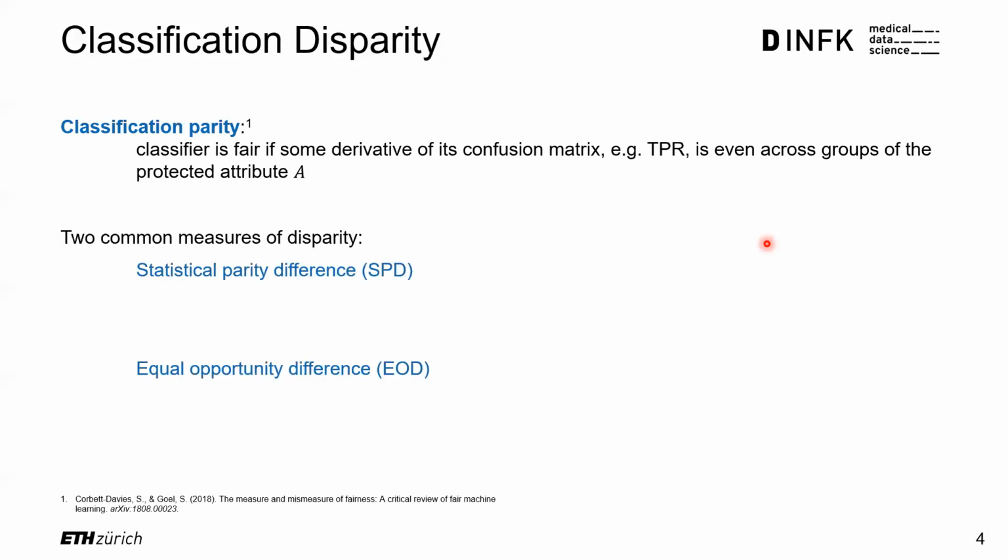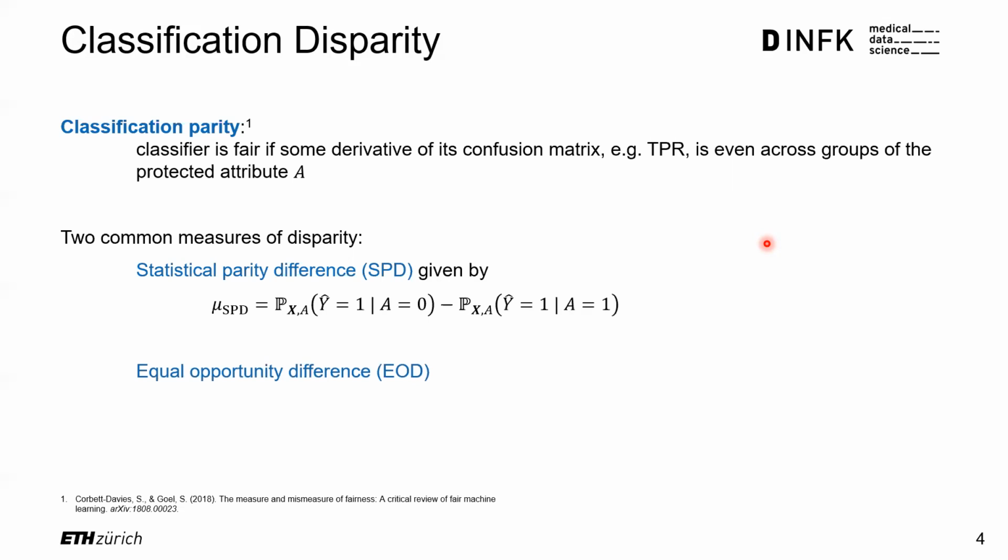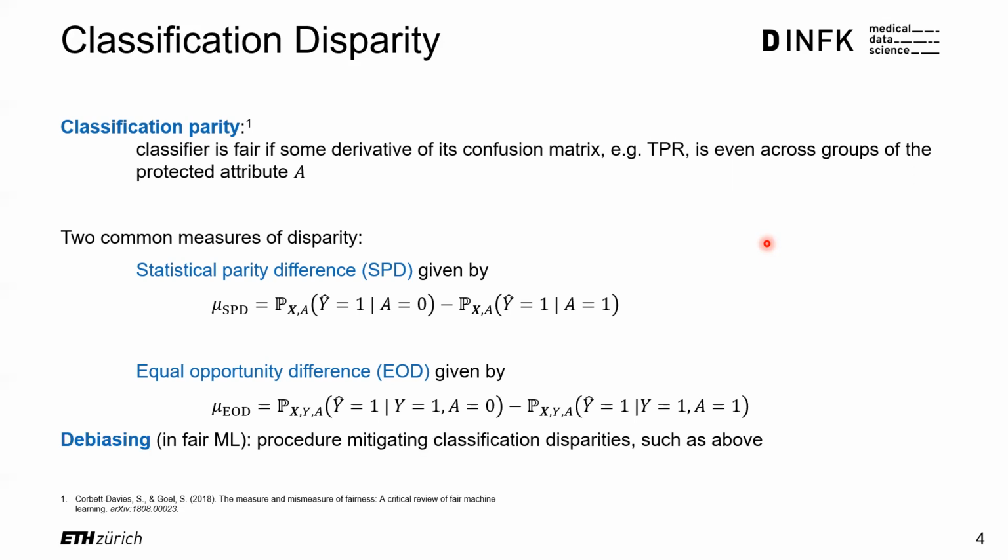There are various metrics for classification parity, but arguably the two most popular choices are statistical parity difference and equal opportunity difference, where the SPD is given by the difference in the conditional probability of positive prediction given the value of the protected attribute, and the EOD is given by the difference of the true positive rates across the groups of the protected attribute A. Then in this paradigm of classification parity, debiasing is just a procedure of mitigating classification disparities measured using metrics such as above. In this paper, we focus on the SPD and the EOD, although the methods are extendable to other metrics of interest.